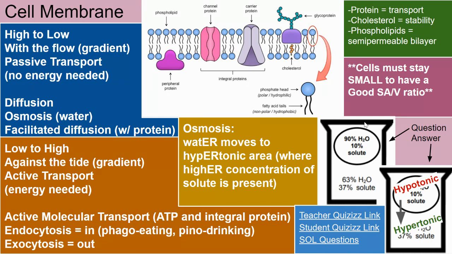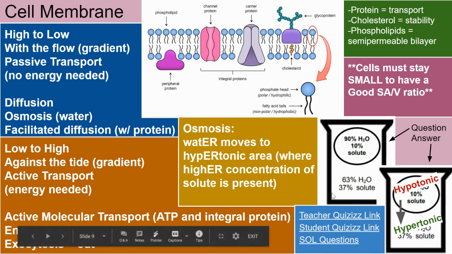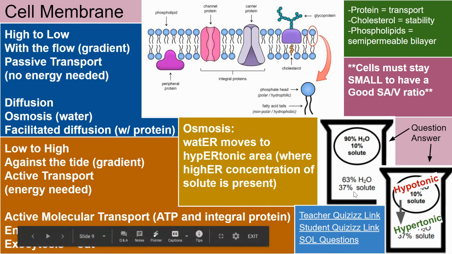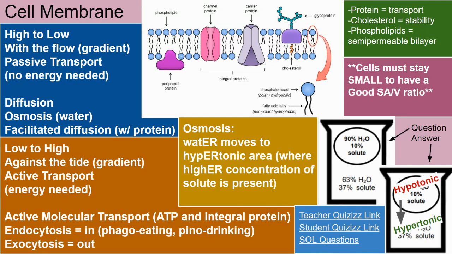So first we see this beaker, and it has a cell. And if we look at this cell inside of this beaker, we're going to see that that cell has 10% solute, and the liquid that it's in has 37% solute. So we can mark the cell as being hypotonic because it has a low concentration of solute. We can mark the liquid in the beaker as being hypertonic because it has a higher concentration of solute. Once we've marked those as hypotonic or hypertonic, remember hypo is where there's low solute, hyper is where there's high solute, we can determine which way water will move.